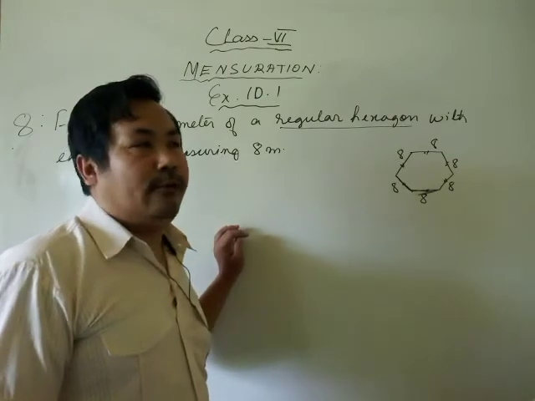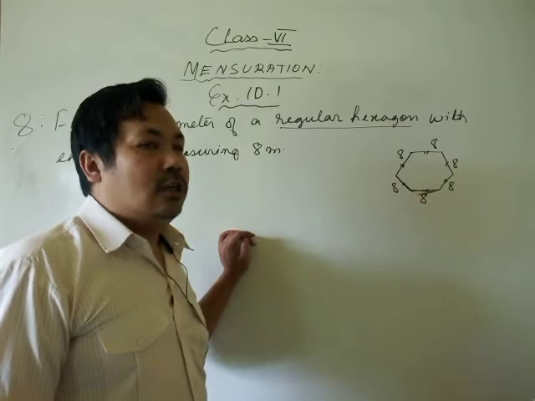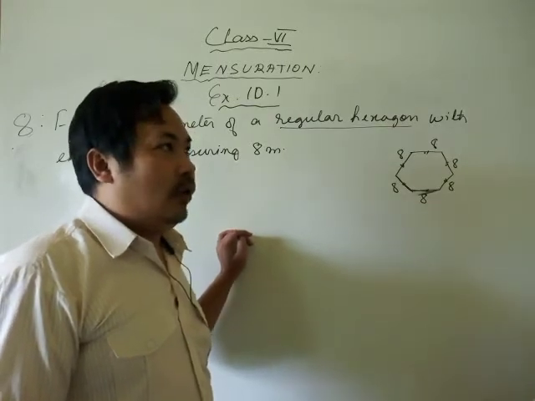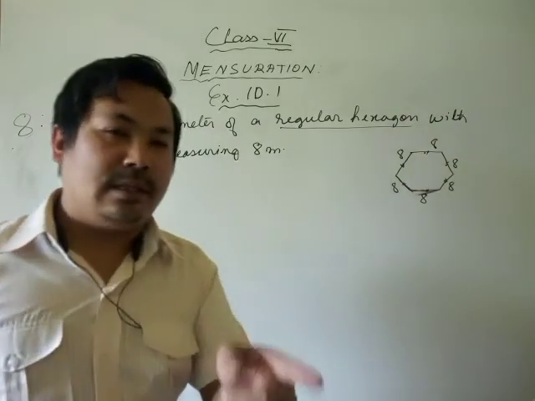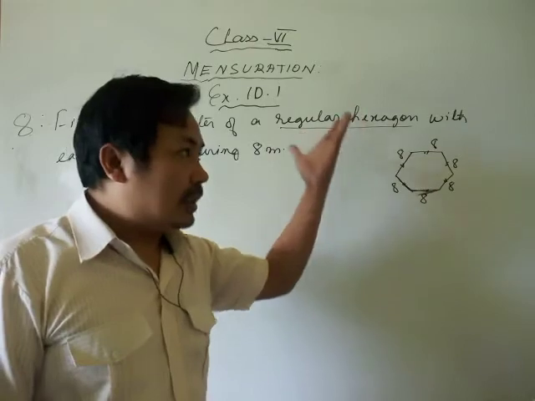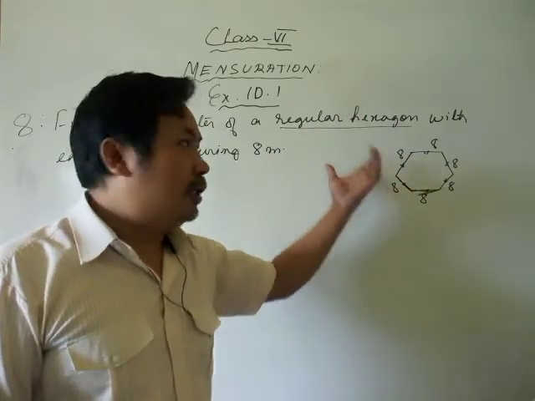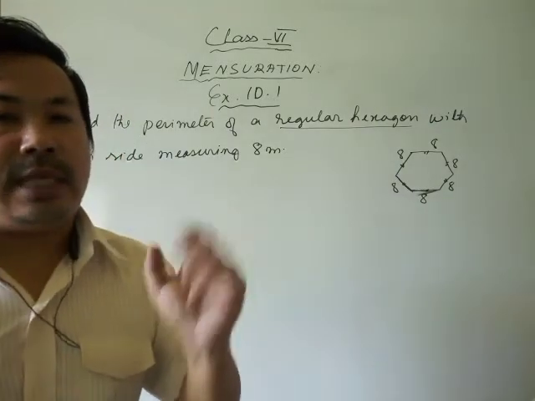There are 6 sides. So for that you are going to multiply this 8 with 6. One side is equal to 8 centimeter and all the sides are equal. All the sides are equal, therefore it is called a regular hexagon. Hexagon means where there are 6 sides, isn't it?